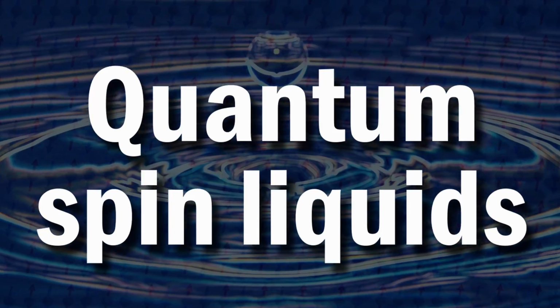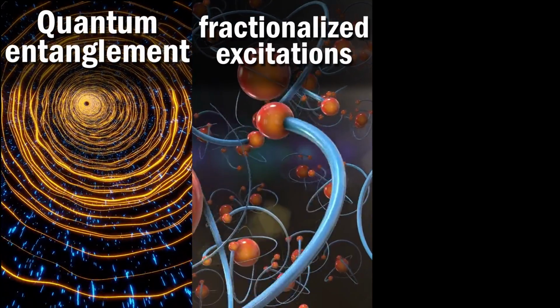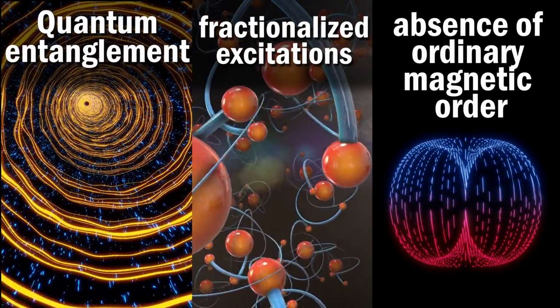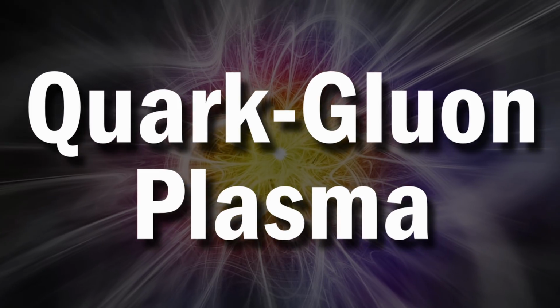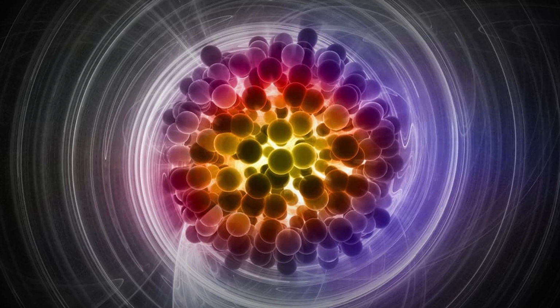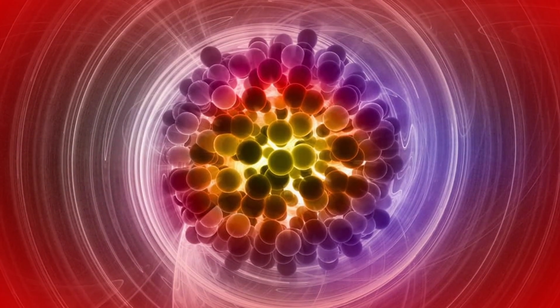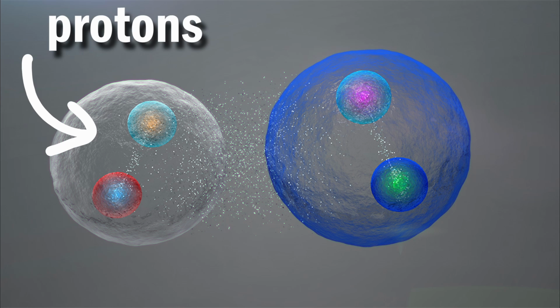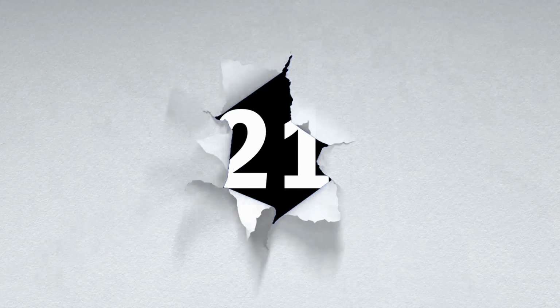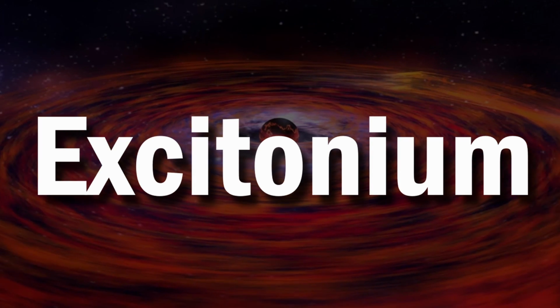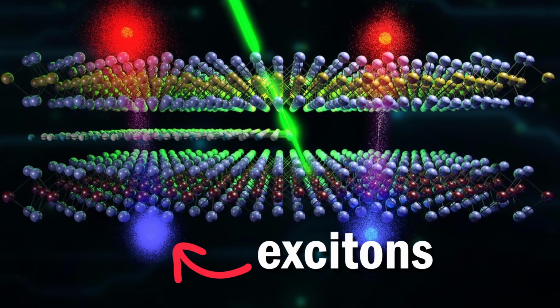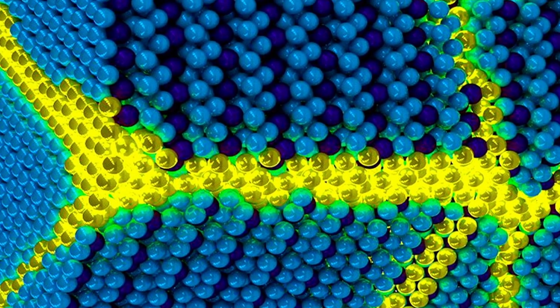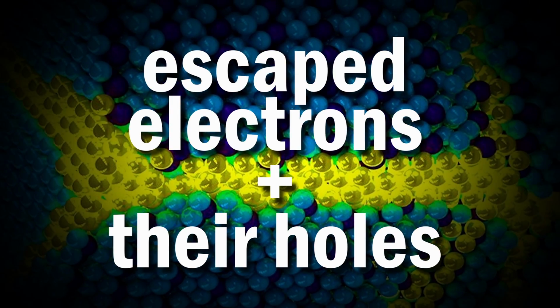Quantum spin liquids are characterized by their long-range quantum entanglement, fractionalized excitations, and absence of ordinary magnetic order. Quark-gluon plasma is a state of matter that occurs at very high temperature where the quarks start moving freely. Quarks are the building blocks of protons and neutrons. Excitonium, a state of matter made of excitons, which are what you get when you combine escaped electrons and the holes they left.